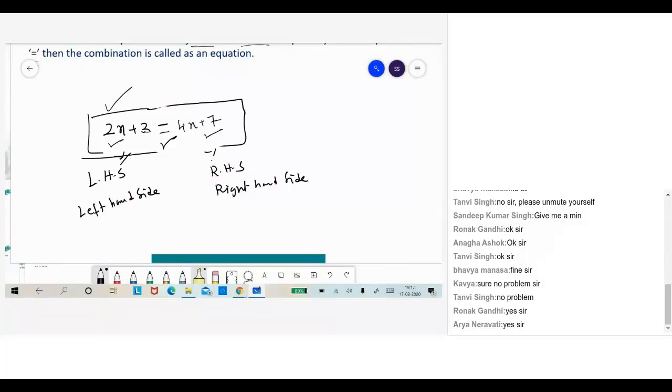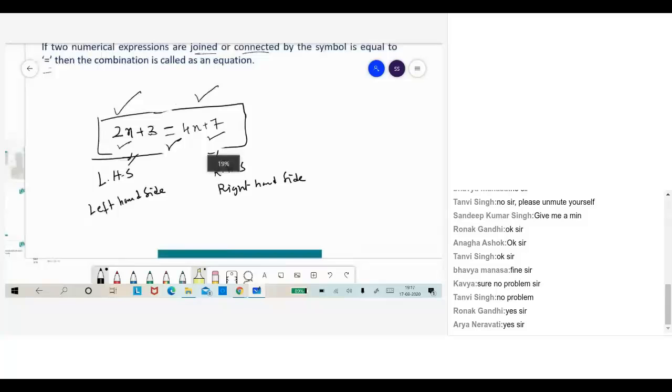The abbreviation for it is right hand side. So we call this LHS, and this is called RHS. So there is an LHS and RHS in the equation. These two expressions are separated by an equality symbol.